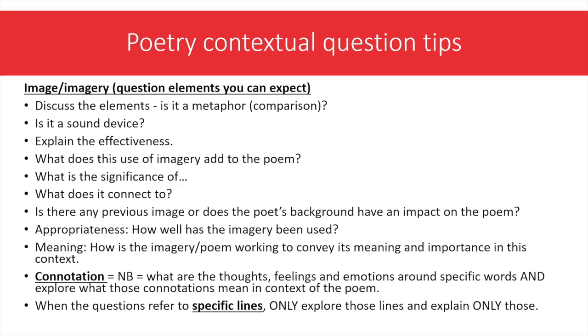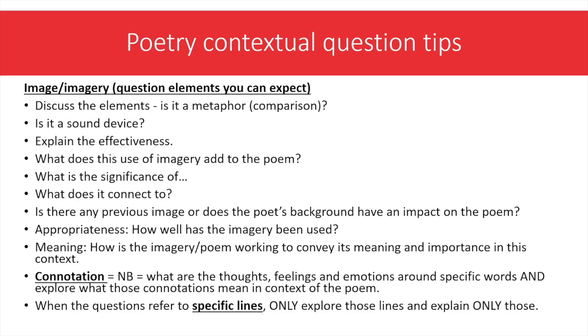Then what's the significance of the image or the imagery that's being used? What does it connect to? Does it connect to previous images in the poem or actually to the poet's life and their story? Then appropriateness. How well has the imagery been used? And then of course meaning. How is it working to convey its meaning and the importance in context? How is it being explained?